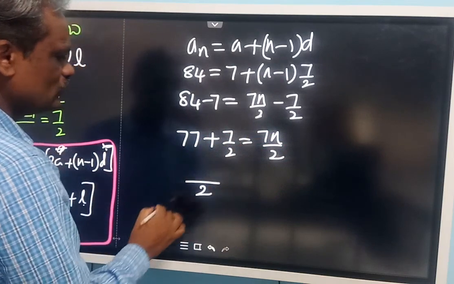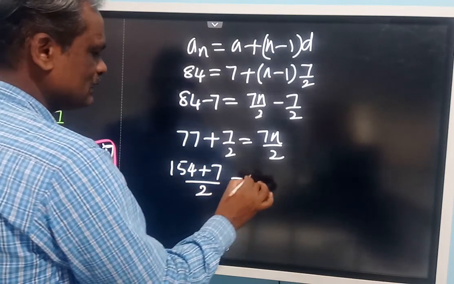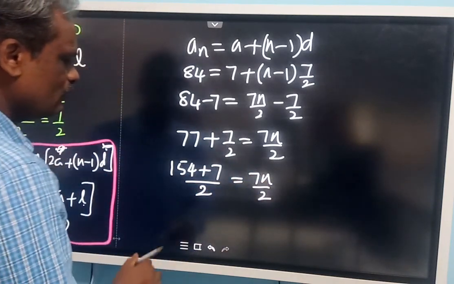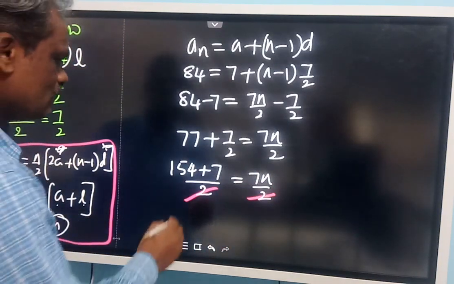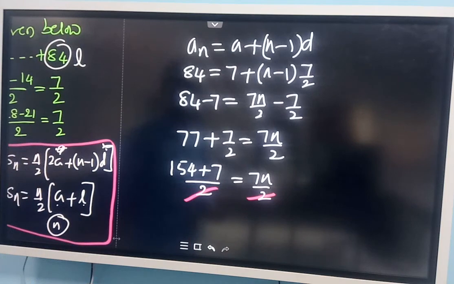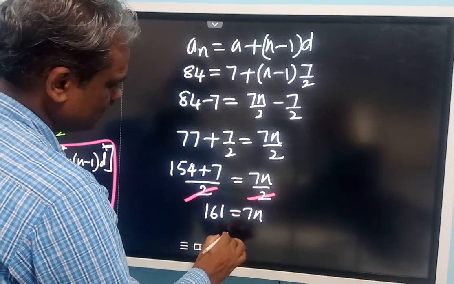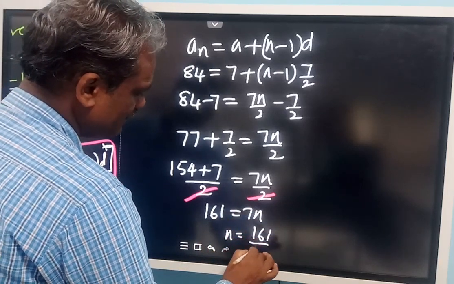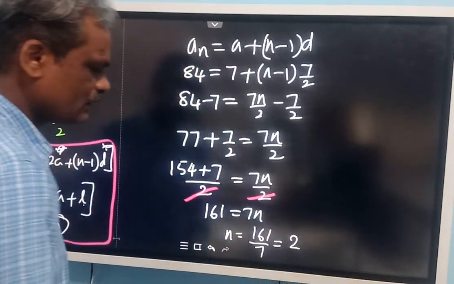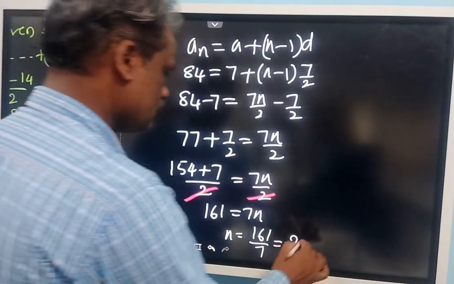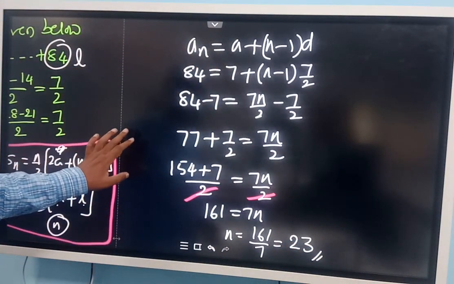Take the LCM here, 2. 2 7s are 14, 2 7s are 14, plus 1, 154 plus 7 is equal to 7n by 2. Now you can cancel this denominator and this denominator, both are same. So now 154 plus 7, it is 161. 161 is equal to 7n. So n is equal to 161 divided by 7. 7 ones are 7, 7 twos are 14, then 2 remains 21, 7 threes are 21. So we have 23 terms here. 84 is the 23rd term of this arithmetic progression.